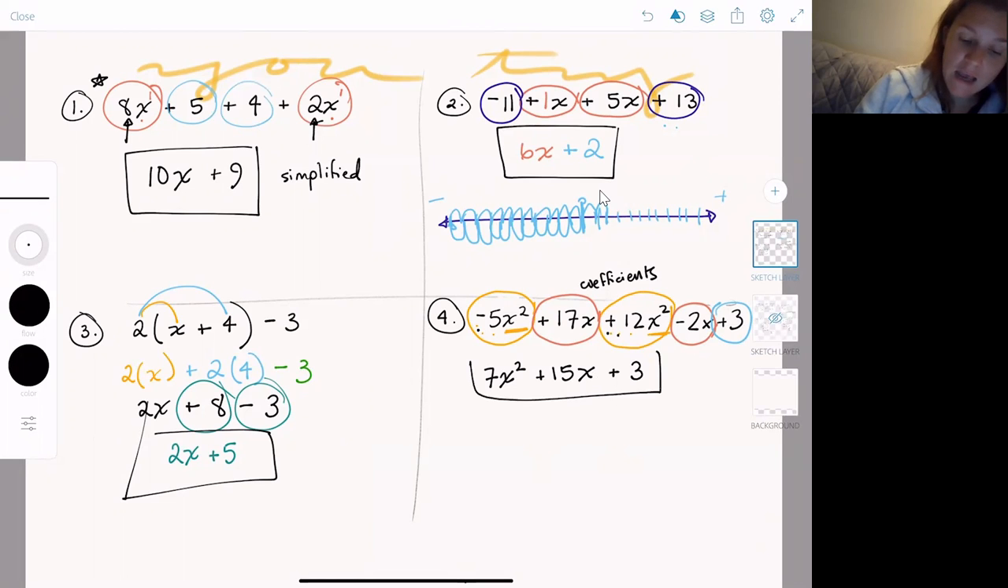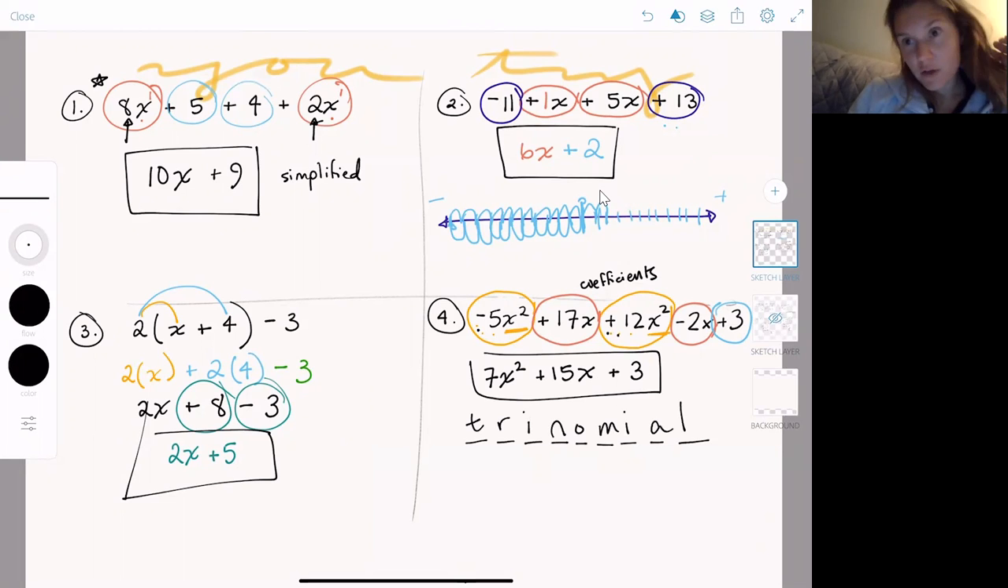It is a, all right, whatever, this isn't working. Trinomial. It's a trinomial.